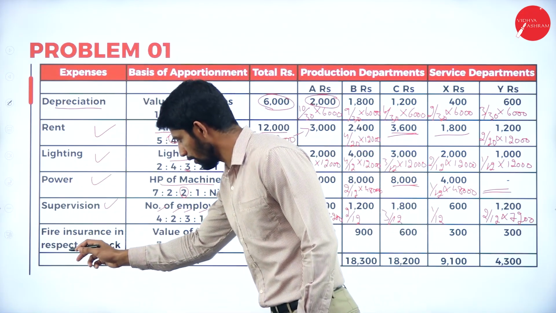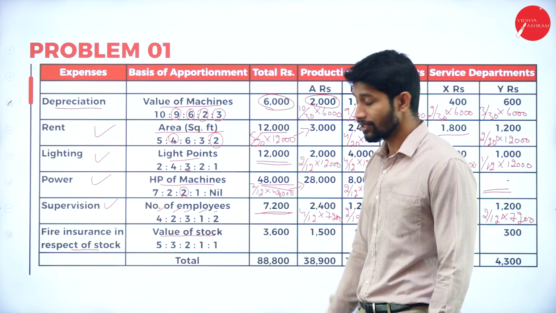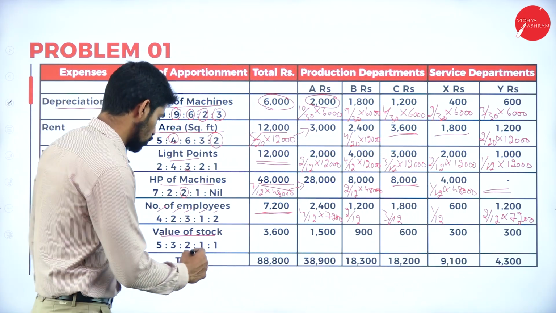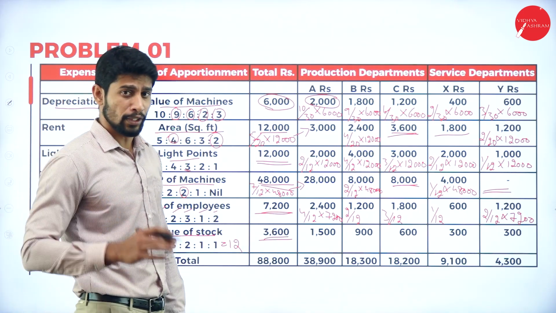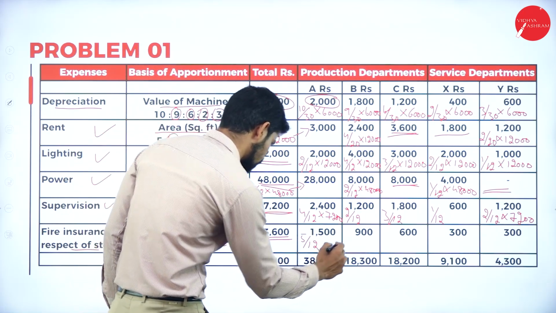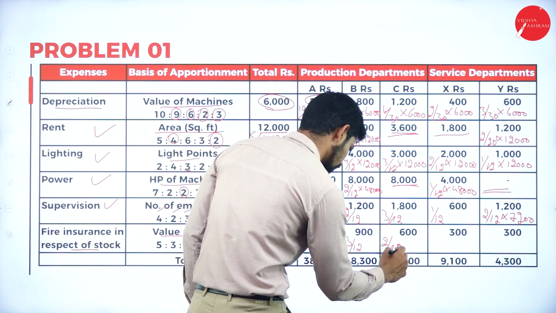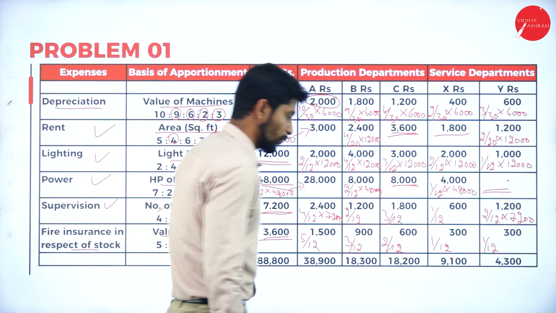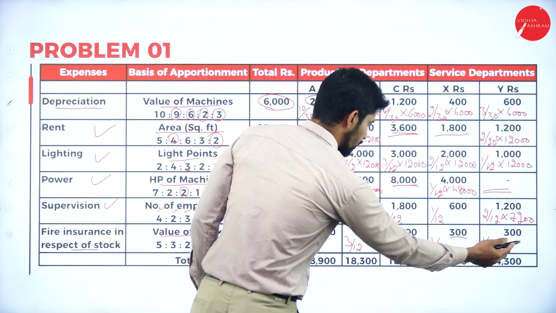Fire insurance in respect of stock, we allocate based on the value of stock. So what is the ratio? 5:3:2:1:1. Again the total is how much? It is 12. So what is the total value of fire insurance? 3,600. So here 5 divided by 12, next 3 divided by 12, next 2 divided by 12, 1 divided by 12 and again 1 divided by 12. So what is the value we get? It is 1,500, 900, 600, 300 and 300.